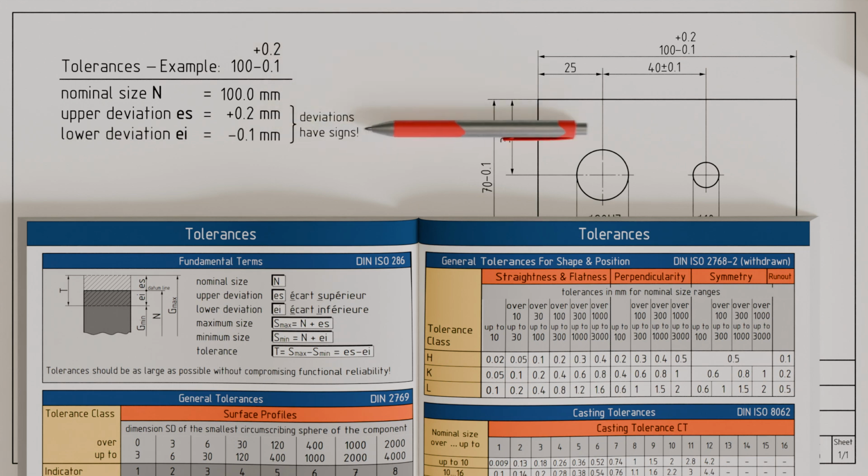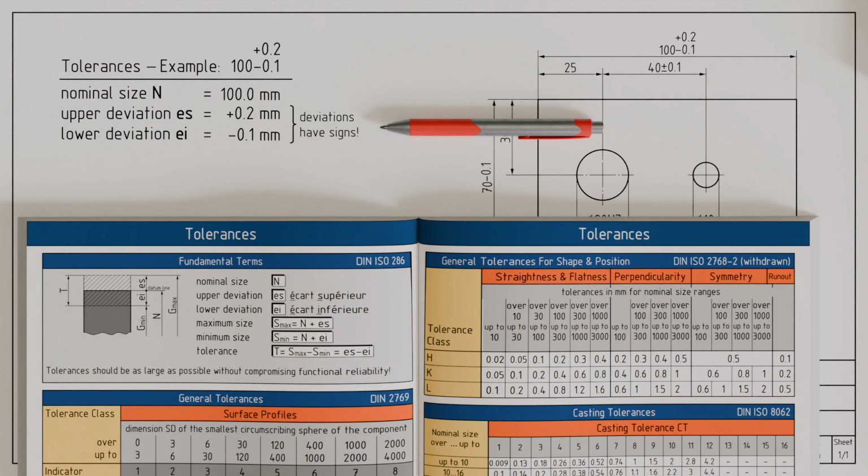In general notation, a distinction is often made between outer and inner dimensions. Outer dimensions are usually referred to as shafts, while inner dimensions are referred to as holes. The deviations for outer dimensions are assigned lowercase letters, and those for inner dimensions are assigned uppercase letters. This convention will play an important role later in the context of isotolerances. Let us return to our example.